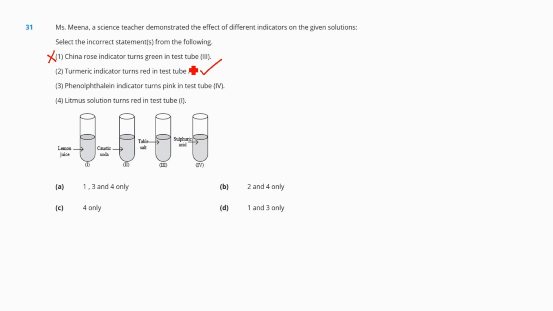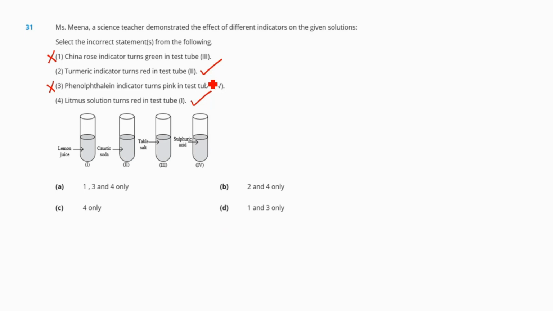Right? And in option 2, turmeric indicator turns red in test tube 2. This is correct. Phenolphthalein indicator turns pink in test tube 4. Sulfuric acid, this is incorrect again. And litmus solution turns red in test tube 1, lemon juice. This is correct. Why? Let's understand. Because lemon juice in test tube 1 and sulfuric acid in test tube 4, these are acidic solutions, right? That generally turns blue litmus red, and phenolphthalein remains colorless in this solution, right? So that's why 4 is incorrect and 3 is incorrect.